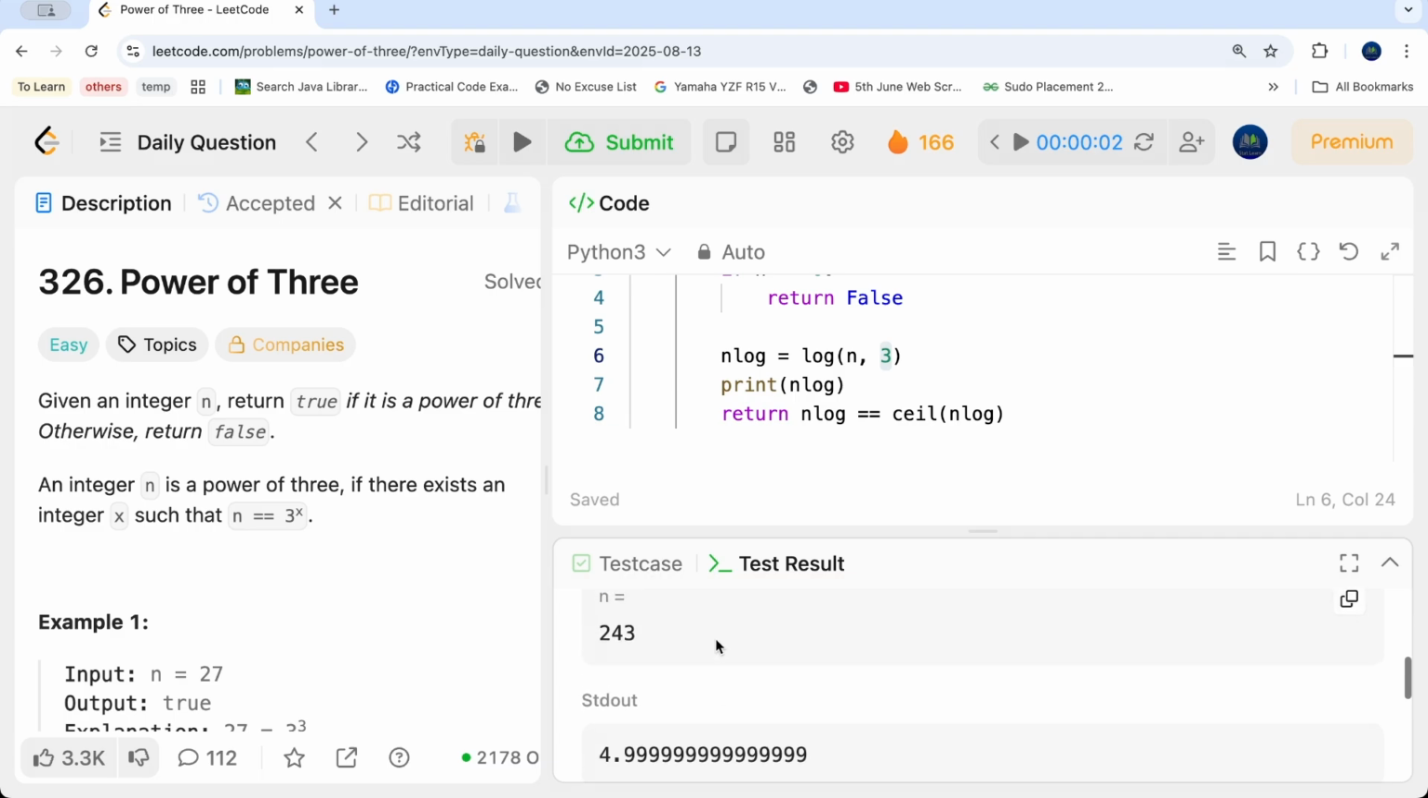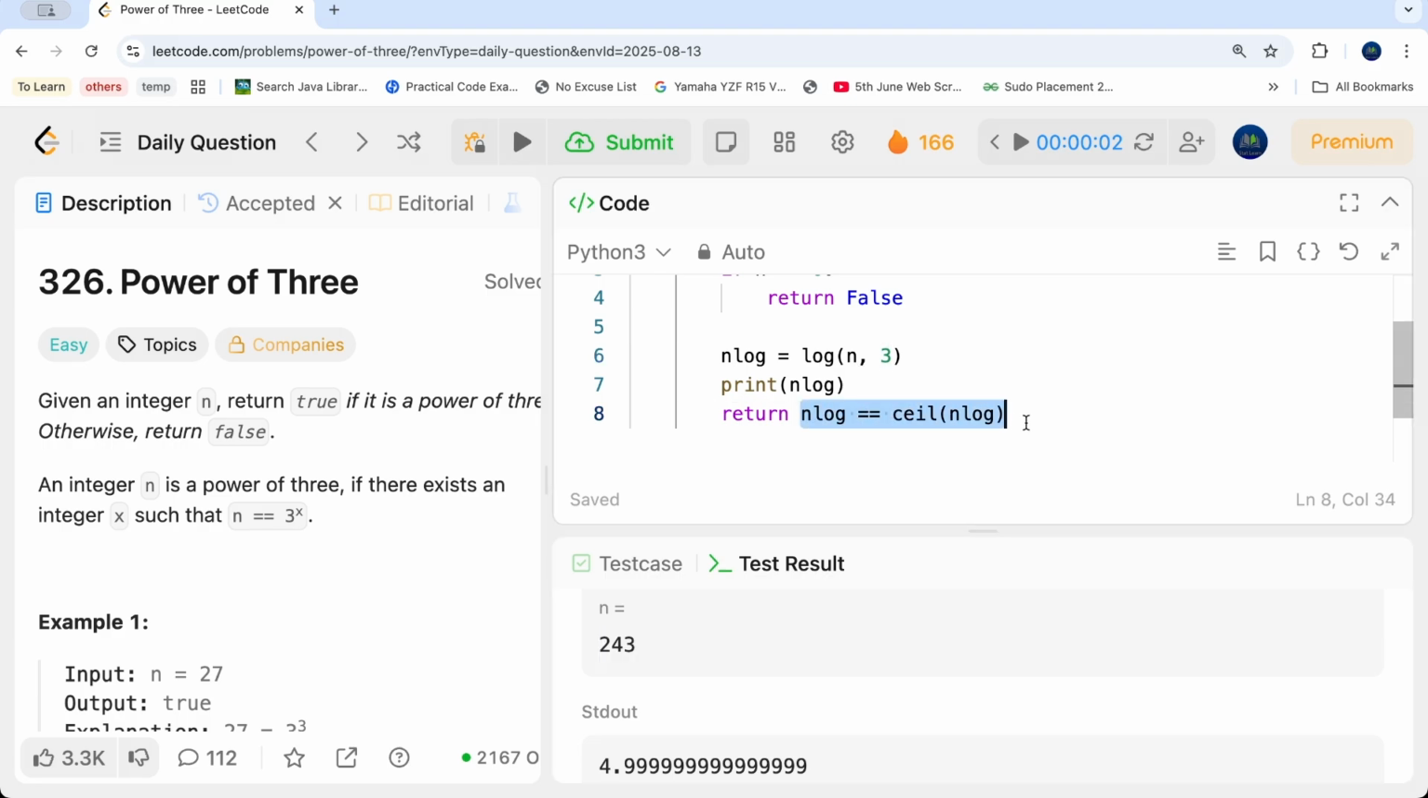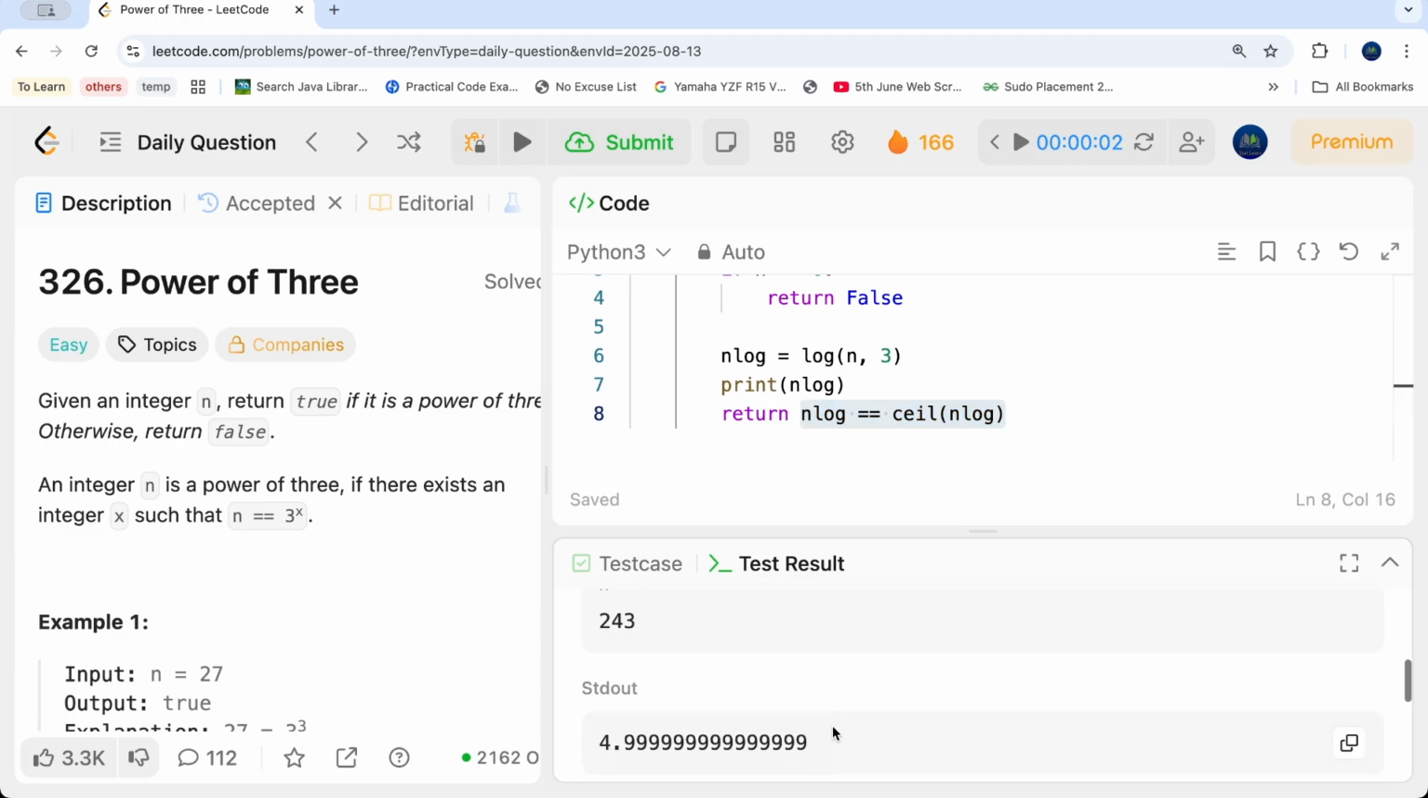Our logic is saying that if this number is not an integer, then this n is not a power of 3, although it is. But here what's happening is n log is equal to 4.9999 something, and the ceiling value is 5, and they are not equal. So due to this small floating point issue, we are not able to solve our problem using this particular formula.